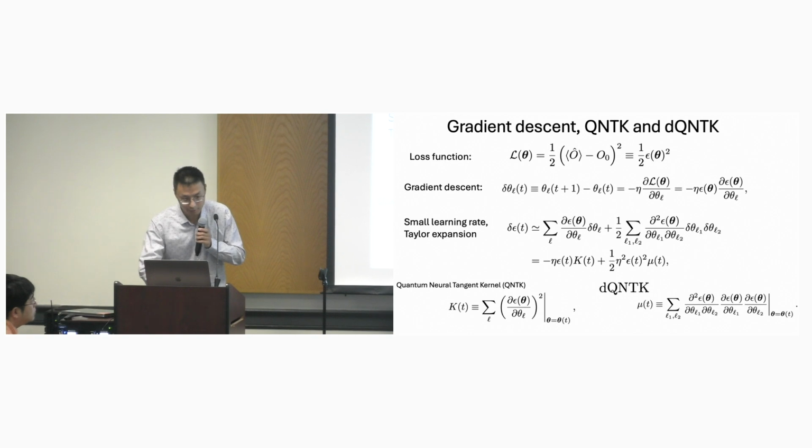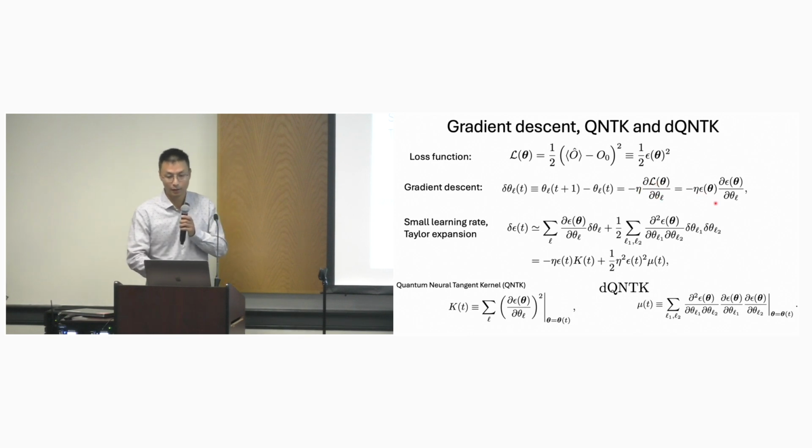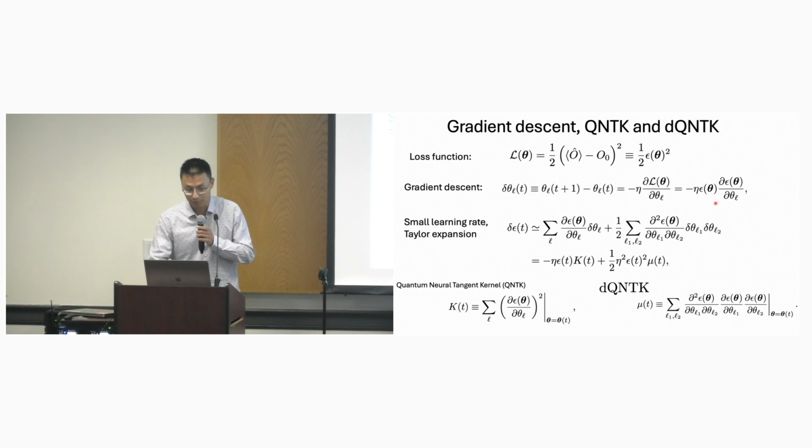Okay, high laser point, good. So this is the loss function you have. And then in gradient descent, you update the parameters of these quantum neural networks by this eta, the learning rate, multiplied by the gradient. And you can easily find it's a function of this error, epsilon.